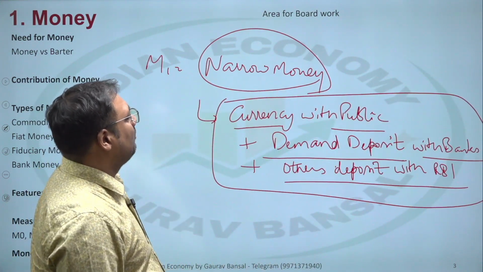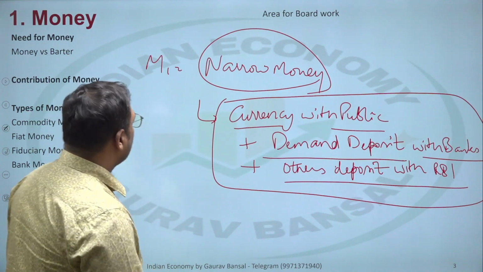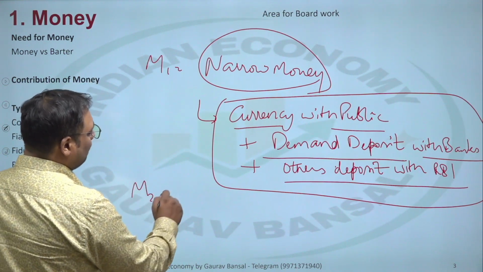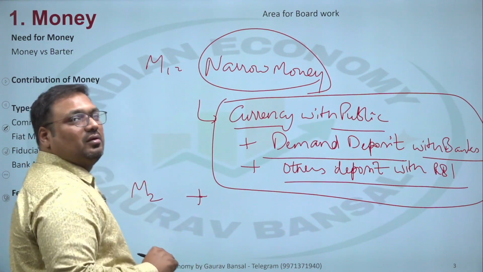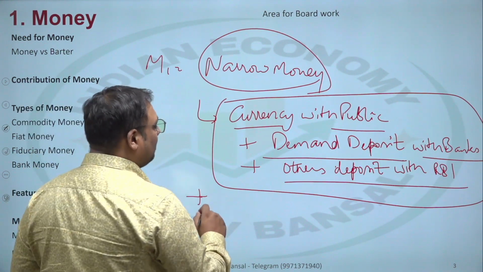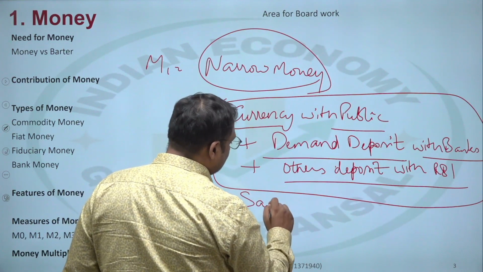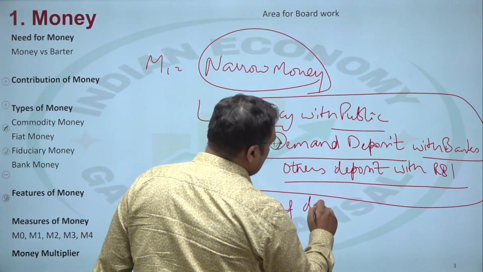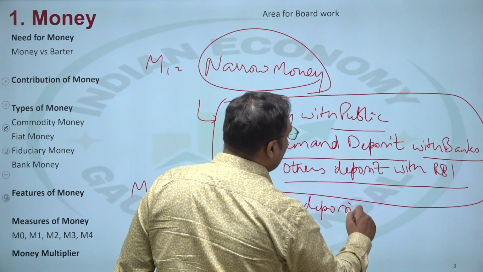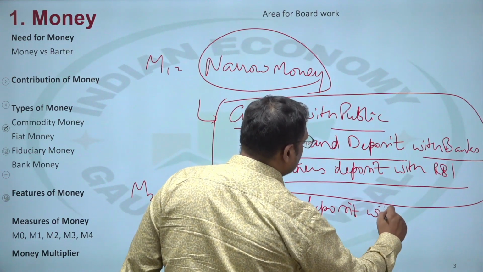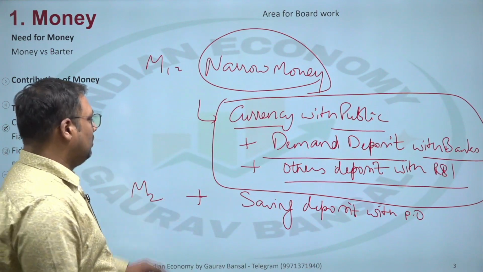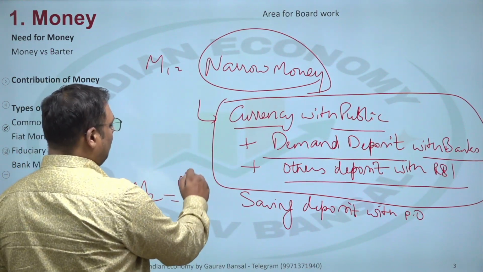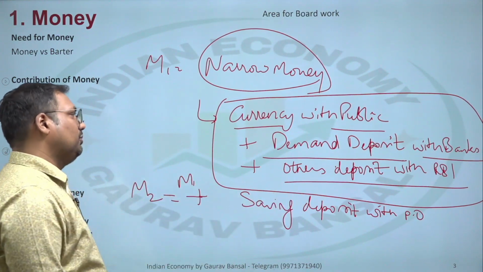This is M1. Okay, what is M2? In the case of M2, we also add the saving deposits with the post office. So that makes it M2. Okay, so M2 is simply M1 plus saving deposit with post office.